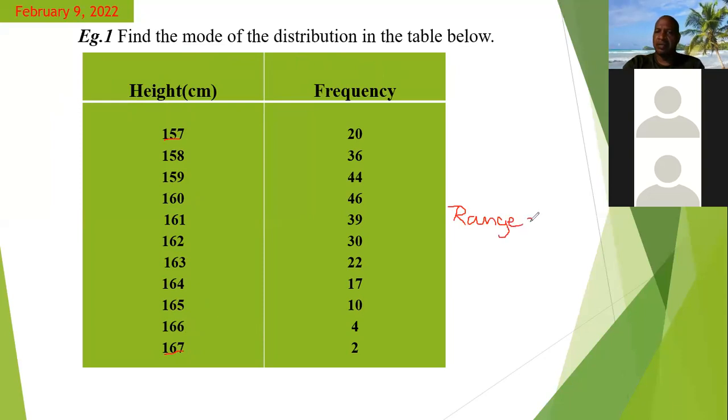equal to 167 minus 157. And whatever you get from that value, that's supposed to give you what, 10? Yes, sir. And so that would give you your range. So the range would be 10. Is that clear? Yes, sir. All right.